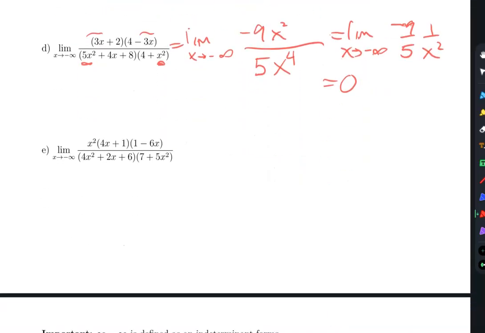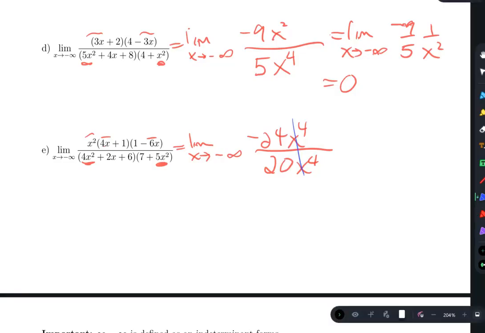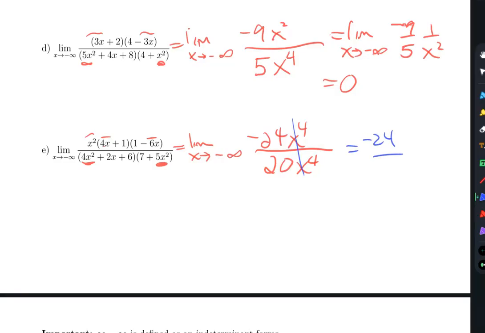Let's do yet one more. Limit as x goes to negative infinity. From the numerator, all three of these multiplied together would give me the highest powered term in the numerator. So I would get a negative 24x to the 4th, all over, let's see, here and here, I would get a 20x to the fourth, and the x to the fourths cancel, so I just get negative 24 over 20.